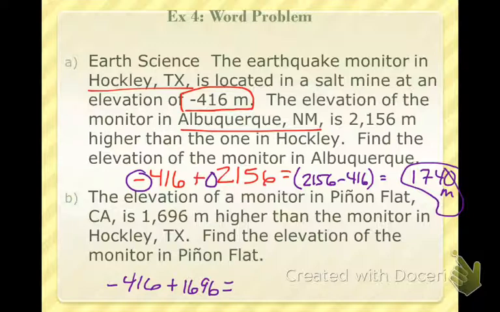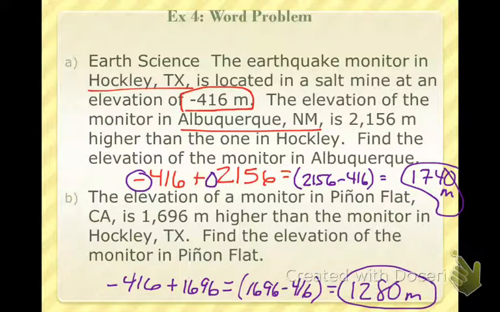Again, they're opposite signs, so you're going to subtract them. So 1696 minus 416 is 1,280. And my bigger number is a positive. 1696 is bigger than 416, so it's going to be positive as your answer. All right, that is what your word problems are like.